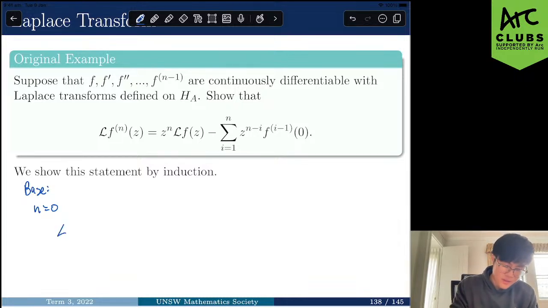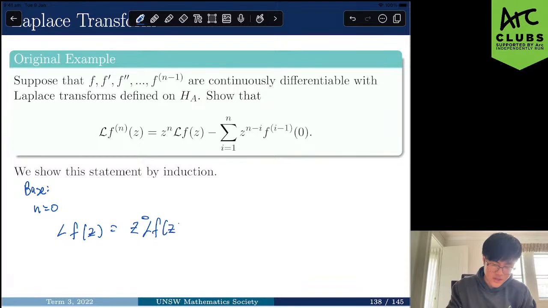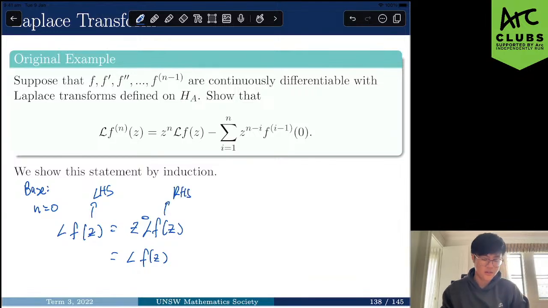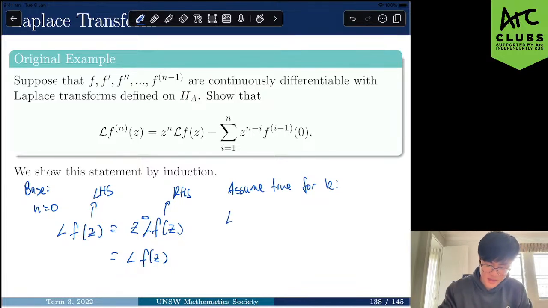So what you have is the Laplace transform of f equals z to the power of 0 times the Laplace of f of z, which is clearly true. So this is the left-hand side. This here is the right-hand side. Now let's assume it's true for k. So we're assuming that this here is true.